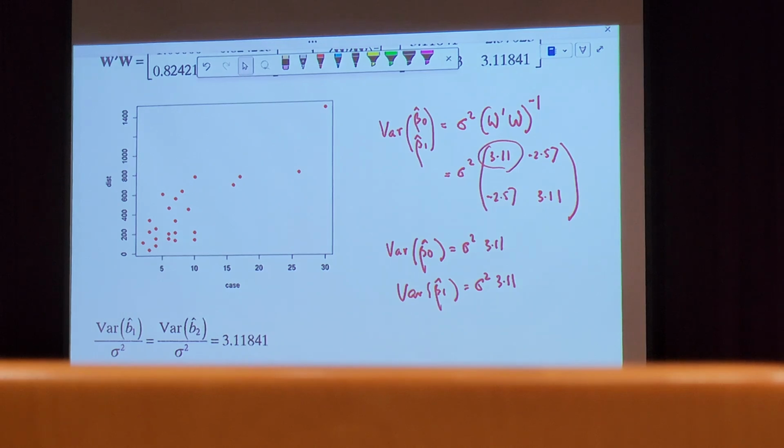So the variance of beta naught is sigma squared multiplied by a factor of 3.11, and this factor is called the variance inflation factor. So it's 3.11 sigma squared. Alright? Now, we cannot say that this variance is big or small unless we compare with some other examples.